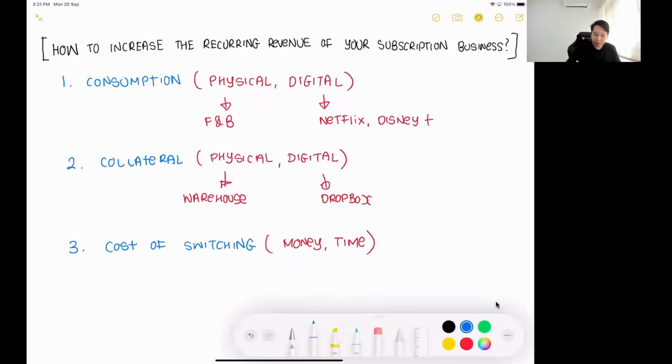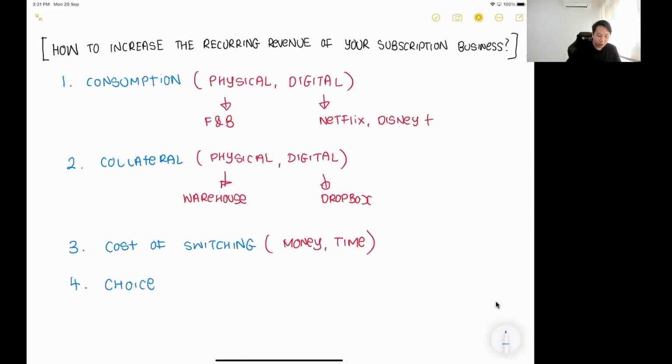Now, the fourth tip that I want to share with you is choice. Choice is basically if you have very few choices of the products or the services that you provide, that's where you can command a premium. It could be, for example, a patent, or there are no other alternatives out there. Or you give people very few choices, and what you are offering is actually unique.